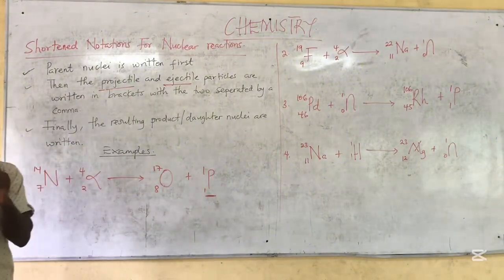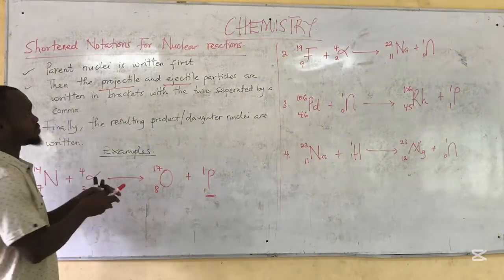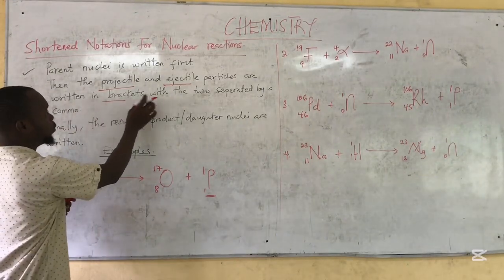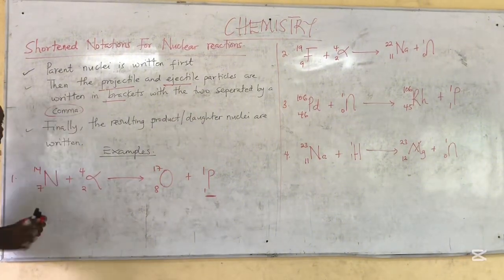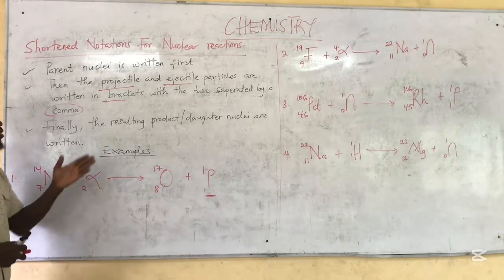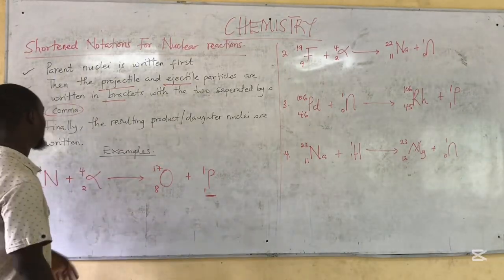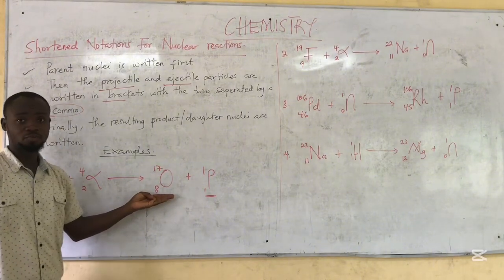I've explained the projectile and ejectile particles as well. They are written in brackets. You write them in brackets with the two separated by a comma, please. It is very, very important. Is that okay? That is the second thing. And then finally, the resulting product or the daughter nuclide is also written. So the resulting product is the product or the daughter nuclide.